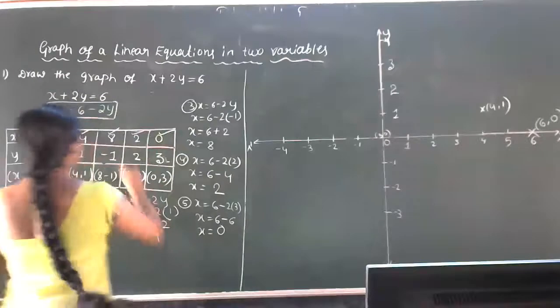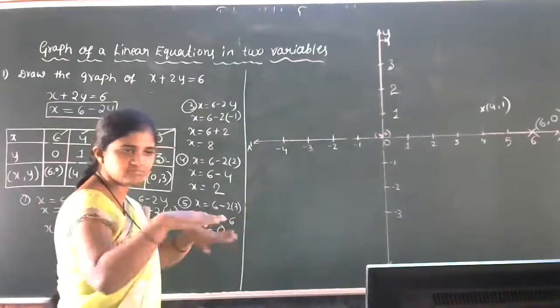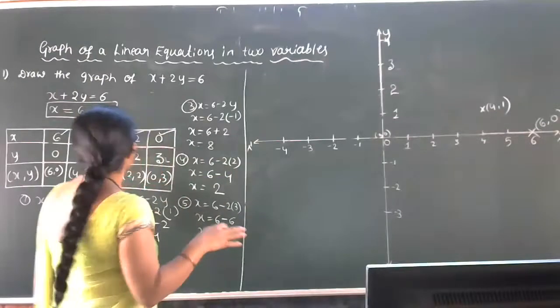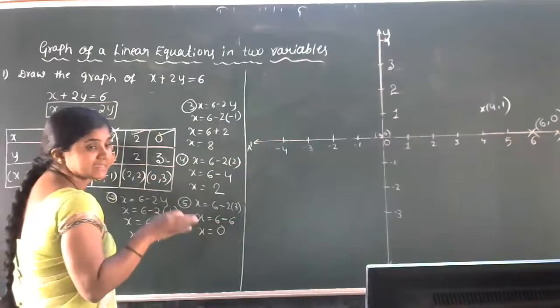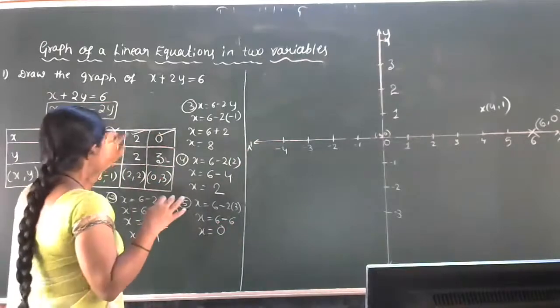Next, 8, -1. This point I am going to leave here. You can use this on graph paper because you will get many distances. But here we marked up to only 6, so I'm not going to get this 8 on the x-axis. That's why I'm going to skip this solution. Not a problem.